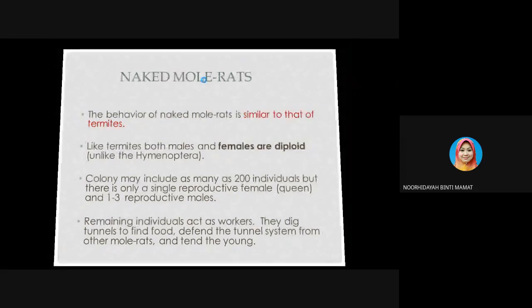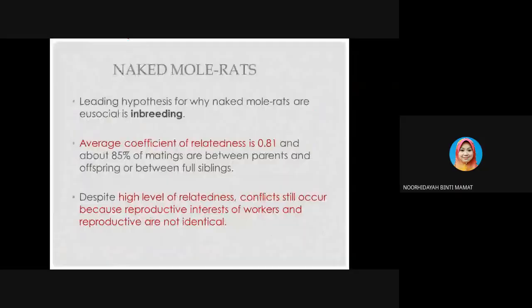The leading hypothesis for why naked mole rats are social is inbreeding. Besides the experiment done by Hamilton that suggested eusociality is because of haplodiploidy, the naked mole rat situation suggests that it is because of inbreeding. Inbreeding is the production of offspring from the mating of animals or organisms that are closely related genetically. So another reason for eusociality is inbreeding.